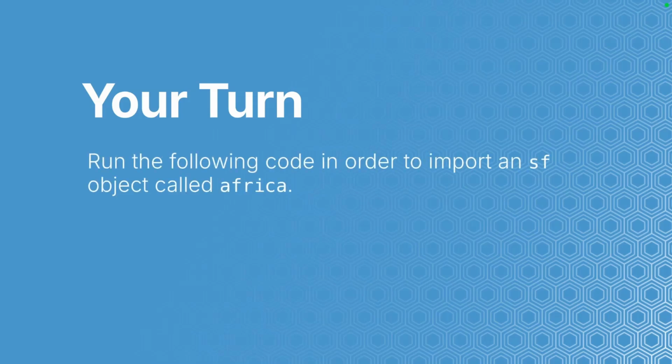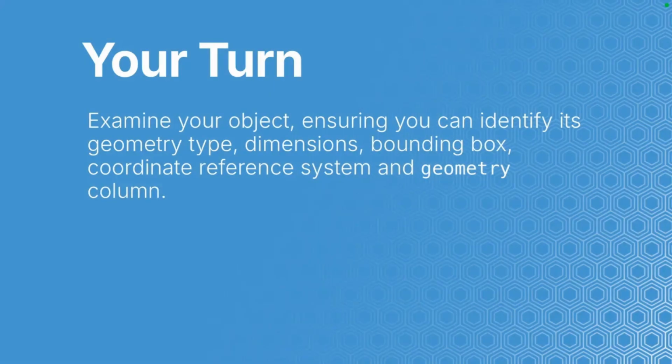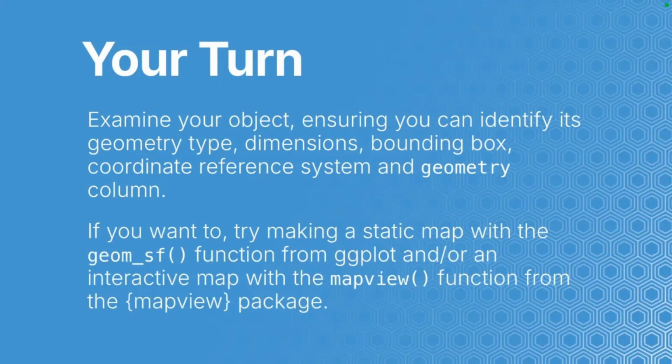Okay, for your turn, what I want you to do is run the following code in order to import an SF object called Africa. I've got the code here. I'll put it in the Your Turn section below. After you've imported it, I want you to examine your object, ensuring that you can identify its geometry type, dimensions, bounding box, coordinate reference system, and geometry column. And if you want to go further, go ahead and try making a static map with the geom_sf function from ggplot and/or the mapview function from the mapview package.